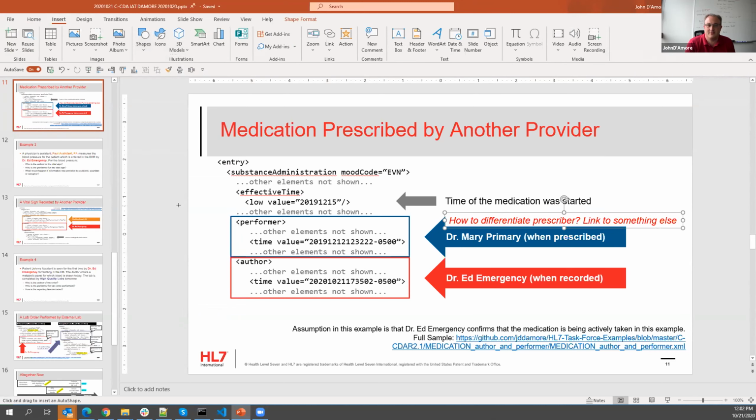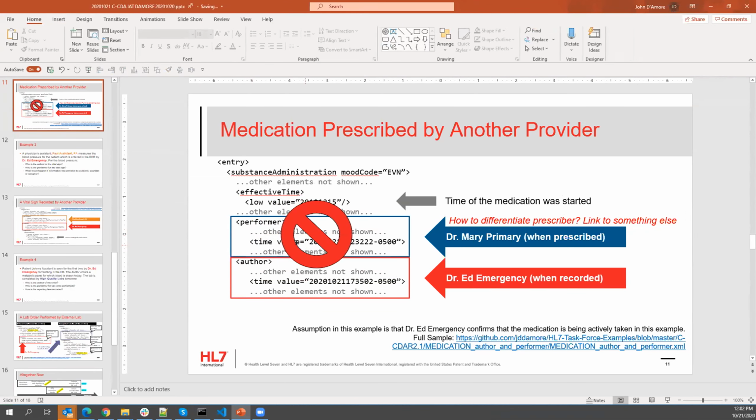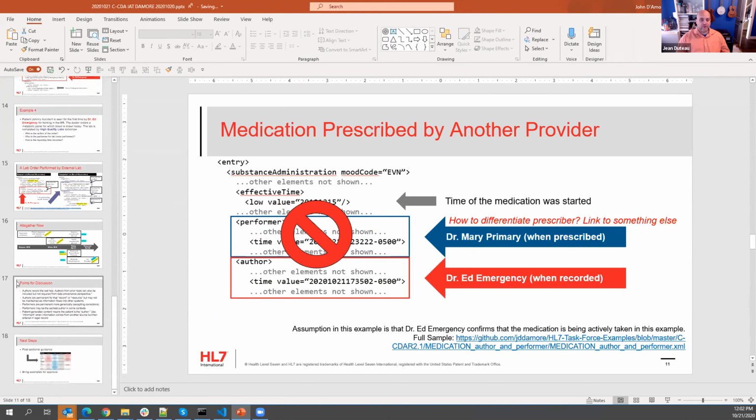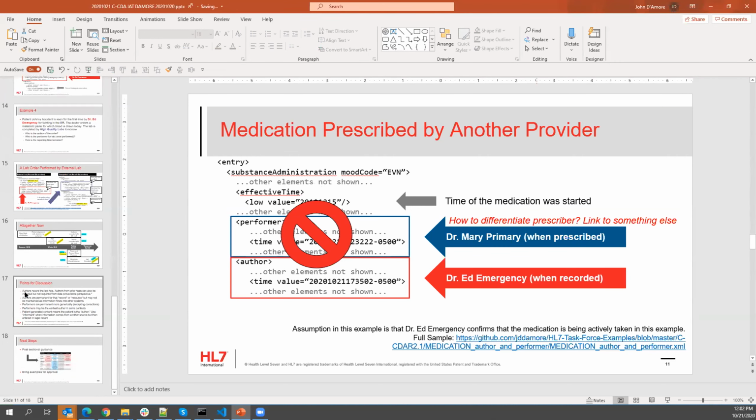Okay, so this one doesn't work. Nope. I think you're not on the right track for what you want it to show. Yeah. It does work. It is saying this is the person who prescribed. No, this is the person who administered. Yes. All right.